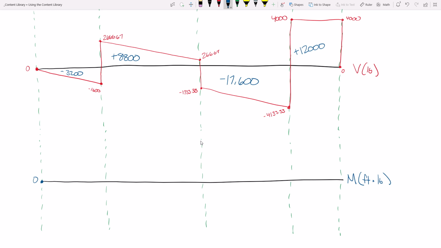I'm going to start at 0. And what this area tells me is that I'm going to go down to 3,200. So this right here is going to be negative 3,200. Now, if I'm at negative 3,200 and I jump up 8,800, what's that put me at right here? 5,600.